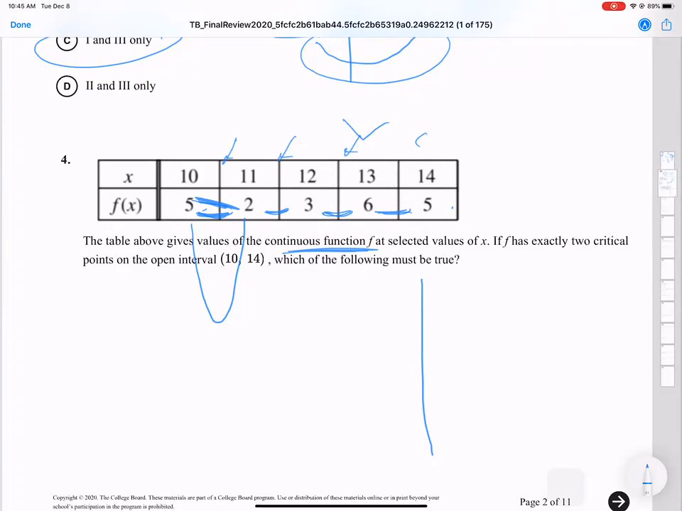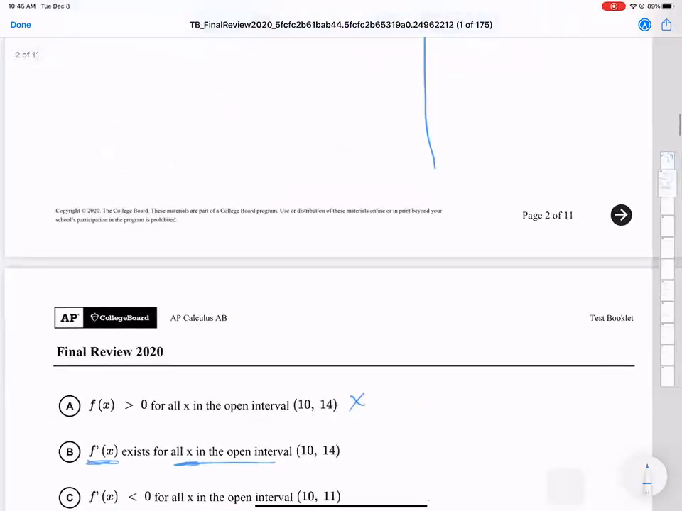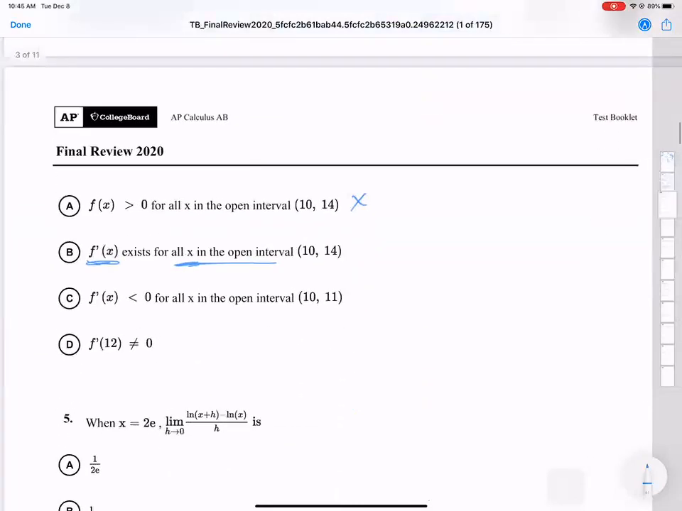There's no guarantees, right? It's continuous, great. We never miss a beat. But there's no guarantee that this is a smooth curve. If it's differentiable, it is a smooth curve. No guarantees.